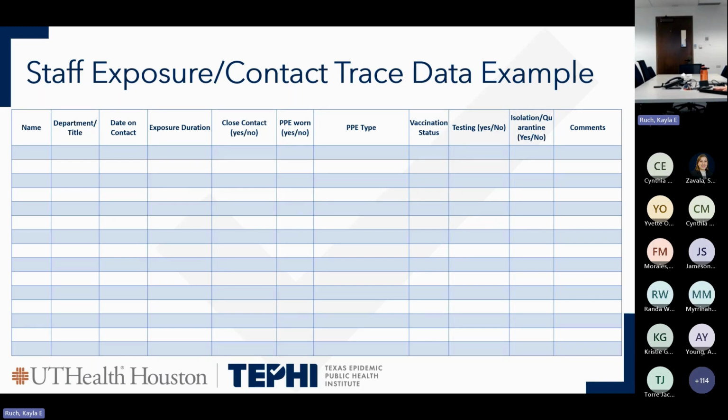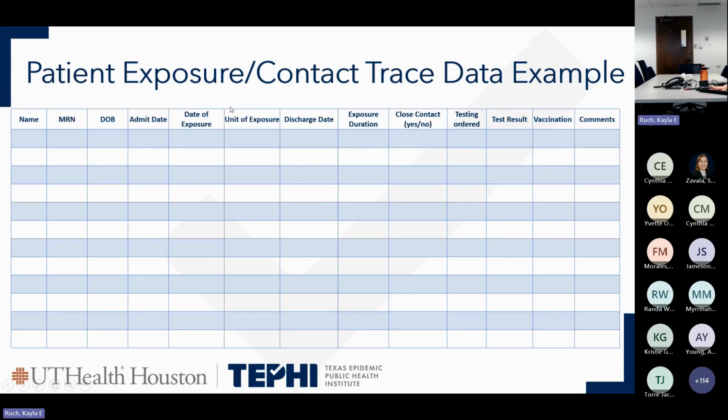PPE worn, yes or no, and then what PPE type, vaccination status, testing is the next one, and then if isolation or quarantine is needed, occupational health will be able to tell you that information. If they're allowed to work or not allowed to work, that's under their purview and their call. Your role in this part is just to disseminate that information to the staff.